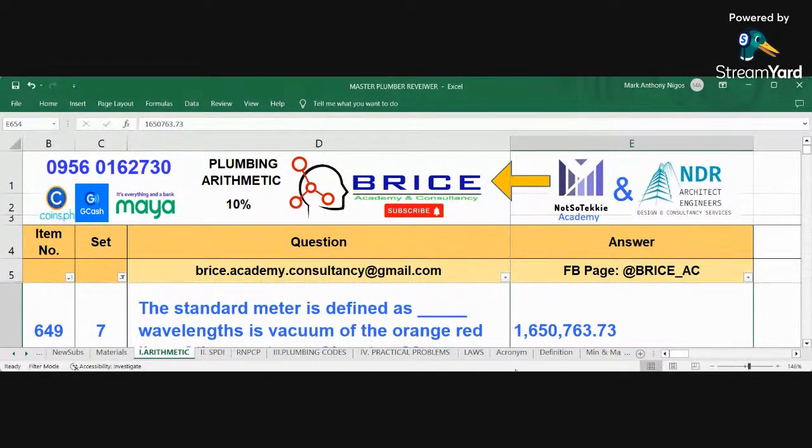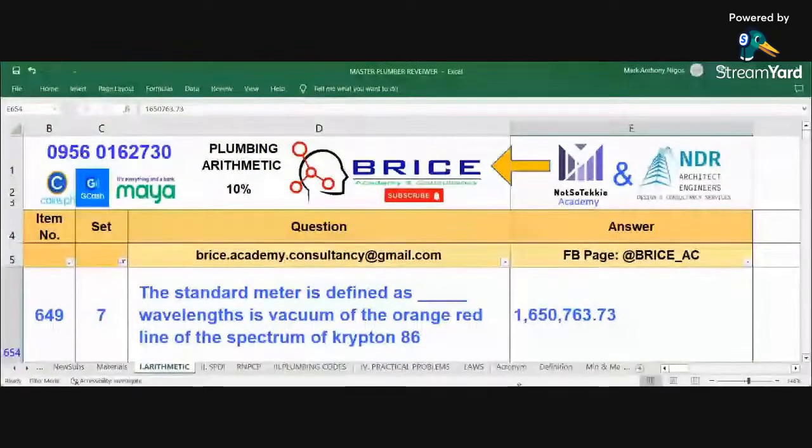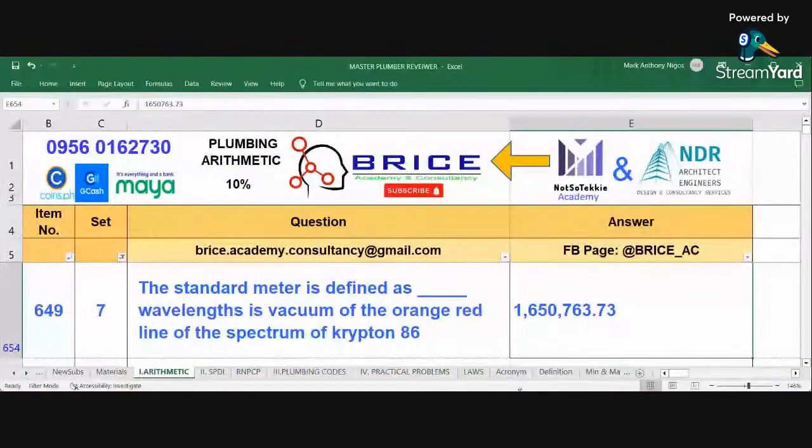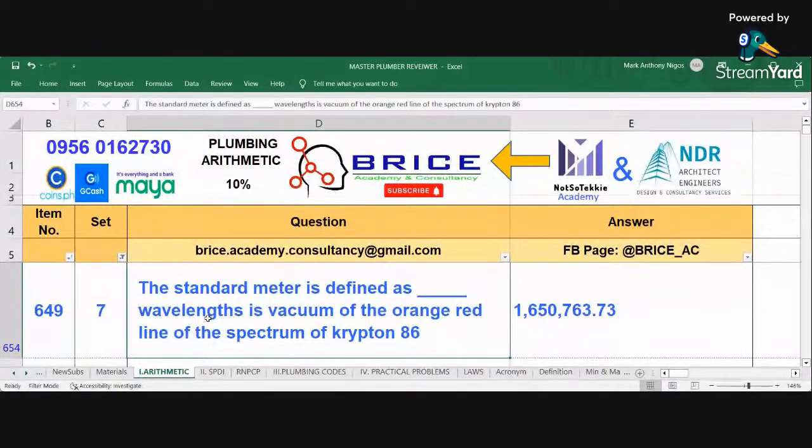649. The standard meter is defined as blank wavelengths in vacuum of the orange-red line of the spectrum of krypton 86. Answer is 1,650,700.